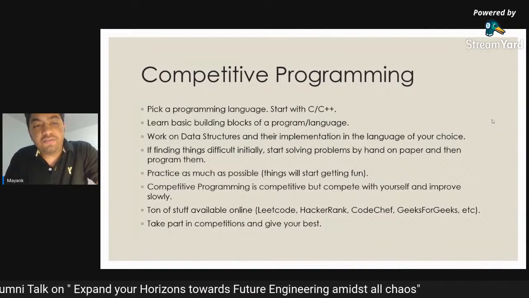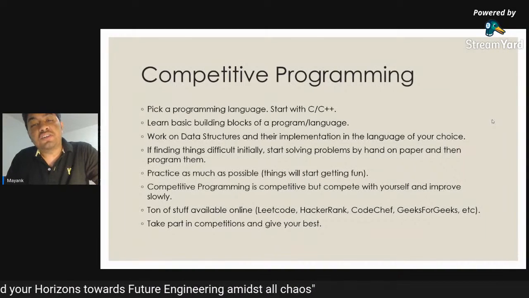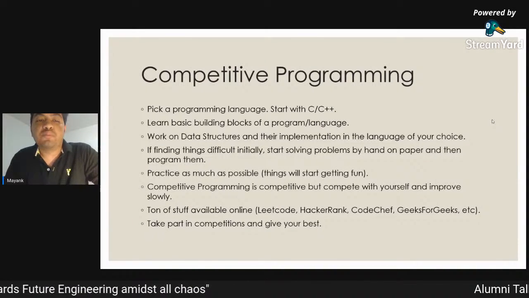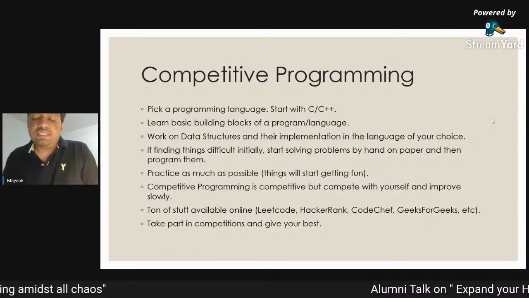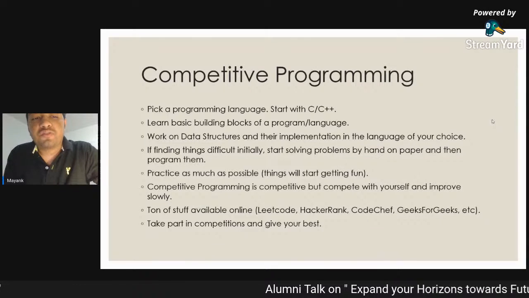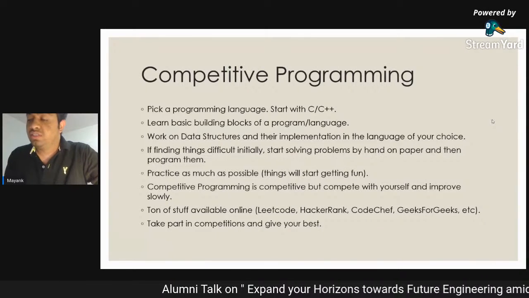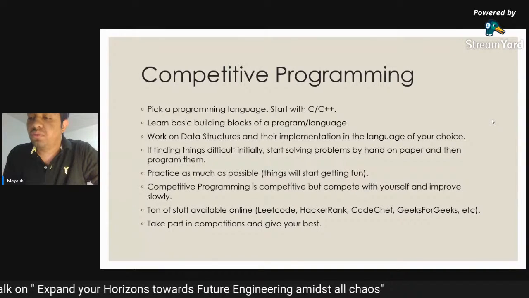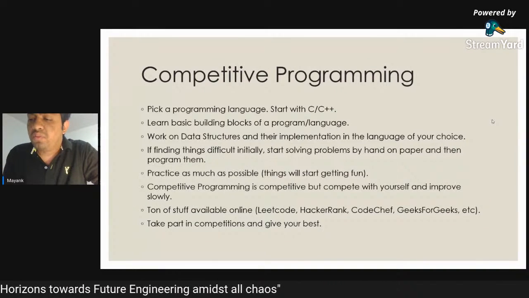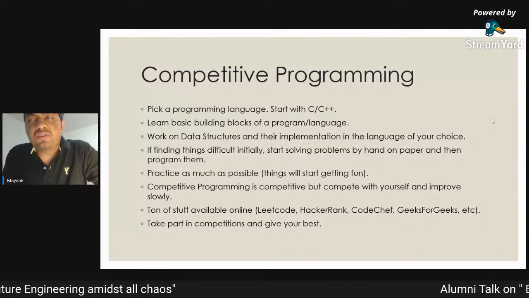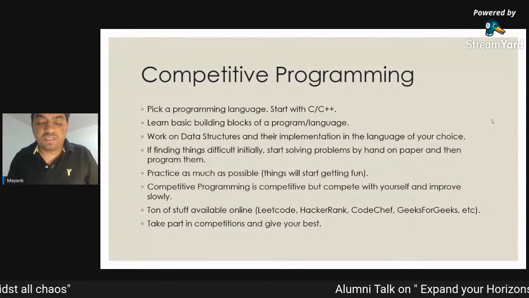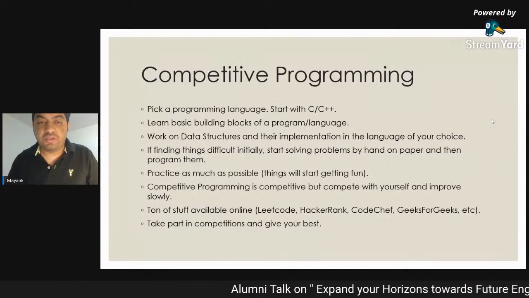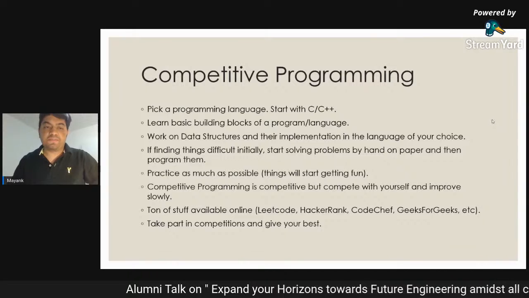Next thing is, if finding things difficult initially, start solving by hand on paper and then program them. This is something which can work for people who, once they see a particular question of a competitive program, or a problem, a puzzle or something, and they are like, okay, how to solve it, they just start typing on the keyboard and screen, just start solving on it.